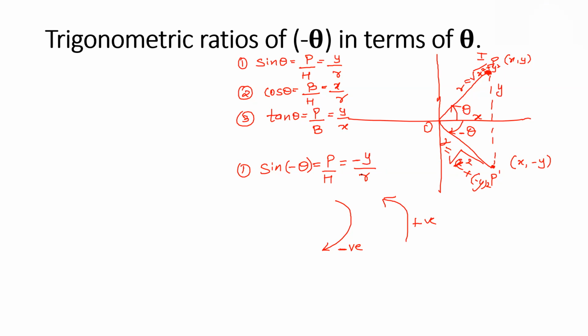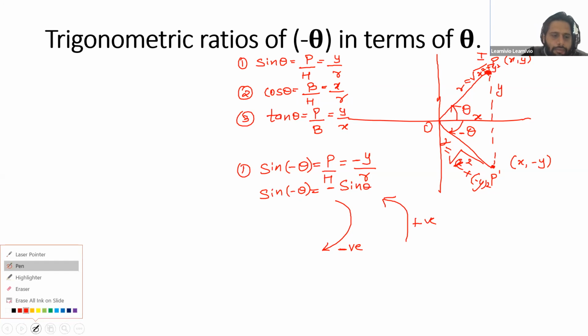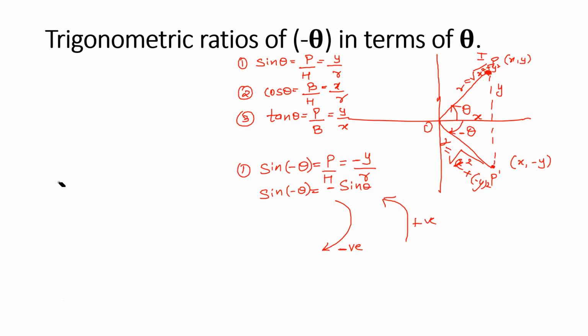Yes, sir. Okay. Now, what is y by r? We have already found out here. So sine minus theta is equal to, what is y by r? Sine theta. So in place of y by r, can we write sine theta? Yes, sir. So we get this formula that sine minus theta is equal to minus sine theta. Okay, this clear? Yes, sir. Okay. Now we will check the second result.